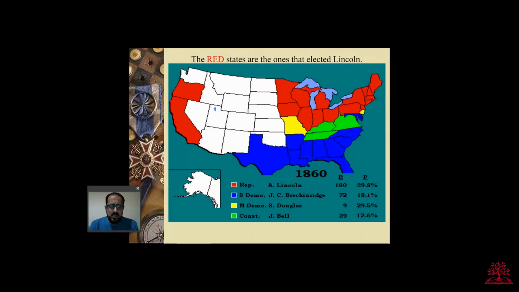Now, if we have a look at the map here, the states in red are the states that elected Lincoln, and the one or two states in yellow elected Douglas. Then we have the blue states, they elected Breckinridge. Then we have the green states, they elected Bell. As you see, Abraham Lincoln won with 39.8 percent.